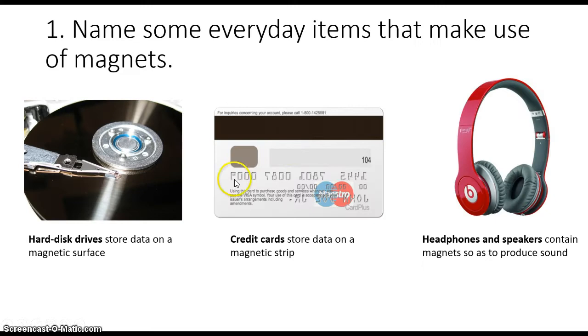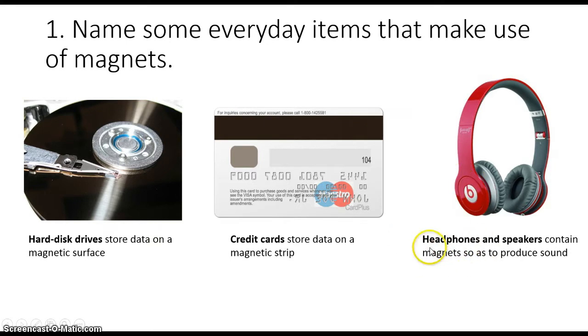Here are some of the everyday items that make use of magnets. For example, hard disk drives store data on a magnetic surface. When you open the hard disk drive, you actually see this magnetic surface and this is the reader. This is what the inside of the hard disk drive looks like. Of course, your credit cards store data on a magnetic strip. If you turn to the back of your credit card, you will see this magnetic strip, and this is where the data is stored.